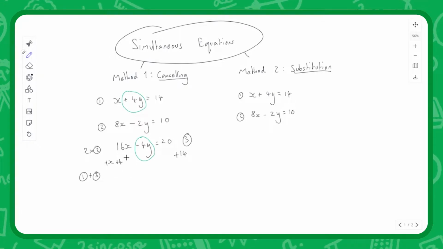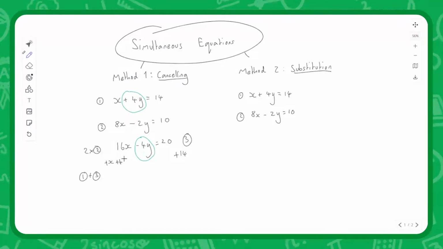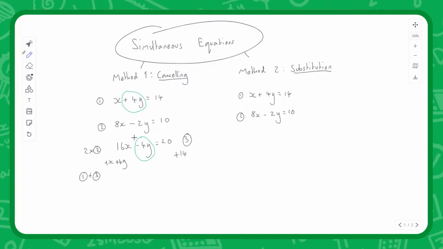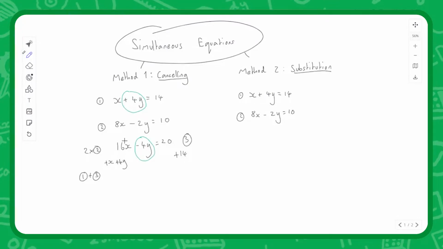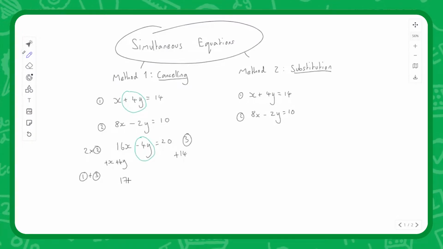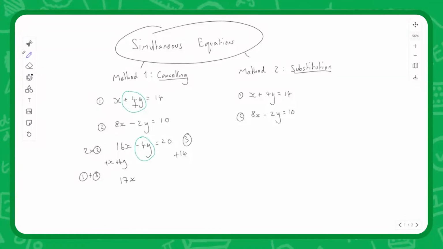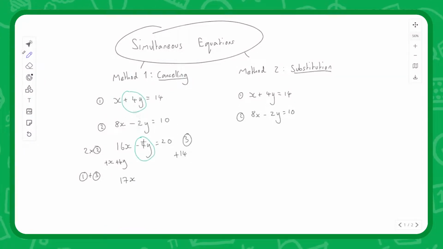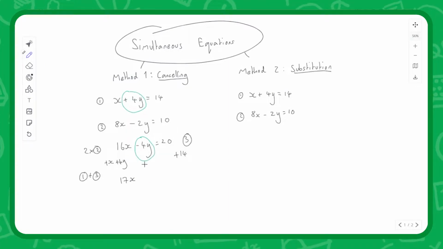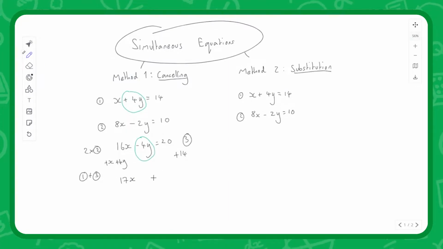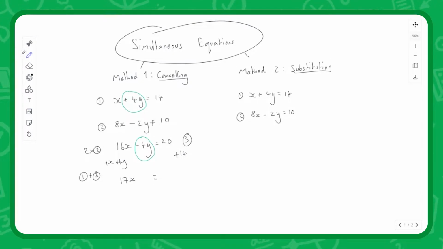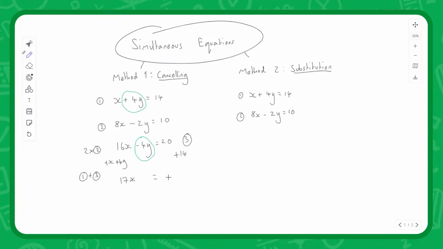So what we end up with is 16x plus x, that gives us 17x. We do minus 4y plus 4y, and that's going to cancel out the y's. That's why we do this whole thing: it's because we end up with 0y, because plus 4y minus 4y just cancels out. And on the right we end up with 14 plus 20, and that's going to give us 34.